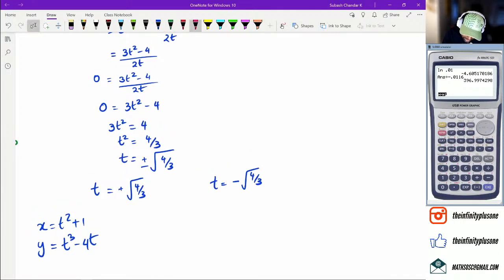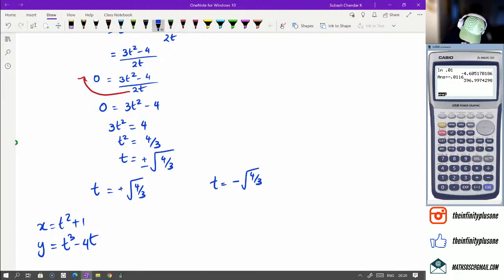Because remember, if I take the 2t across and I multiply it with 0, it's going to be 0. Horizontal means that the gradient is equal to 0. So the slope is like a flat line. Cool. So we still haven't found the coordinates. All we found was for what values of t is the gradient 0.